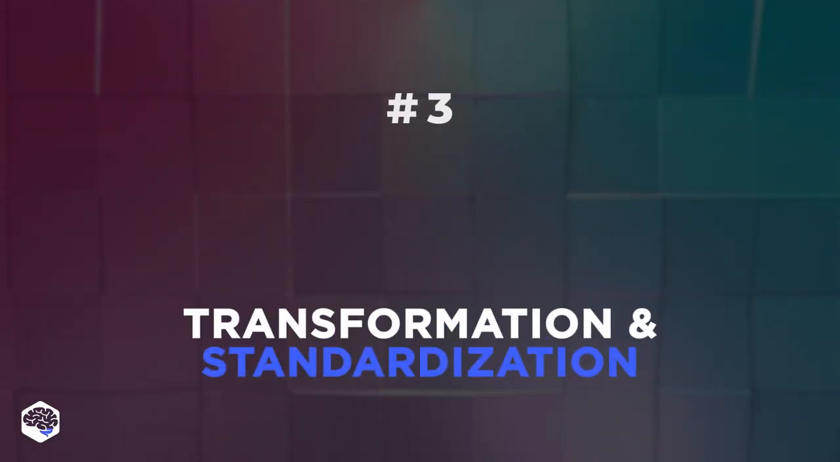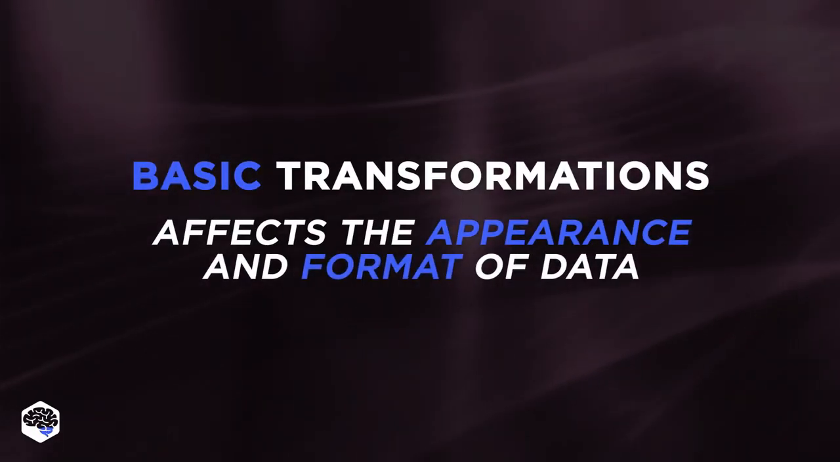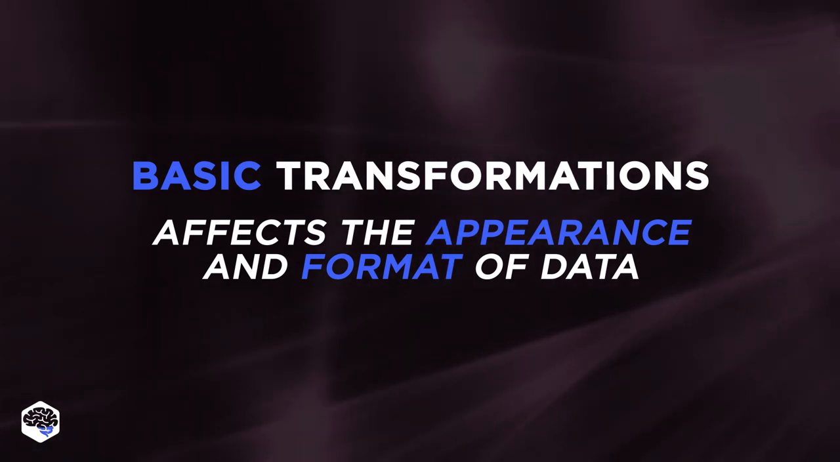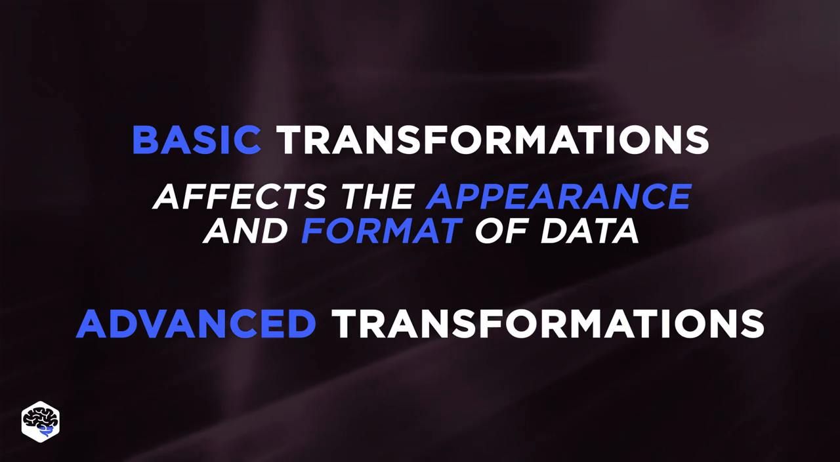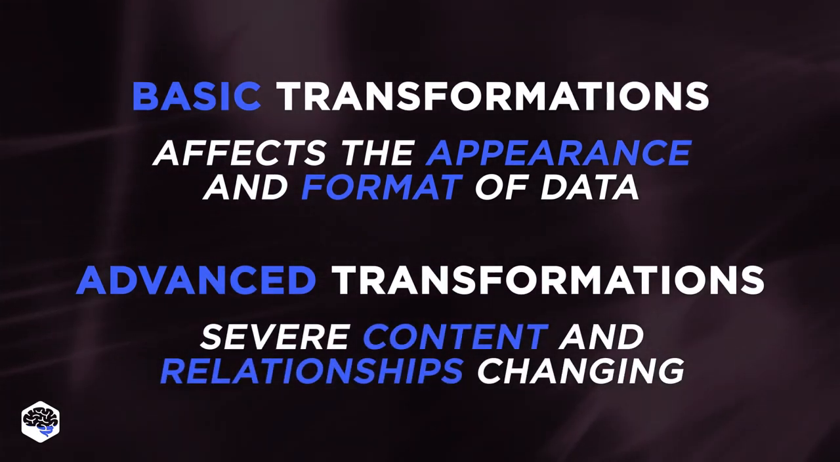Step 3 is transformation and standardization. Now, you need to adjust the structure or format of the data. Among the most common types of transformation are basic transformations, in which only the appearance and format of the data is affected, without severe content changes, and advanced transformations, in which the content and the relationship between datasets are changed.